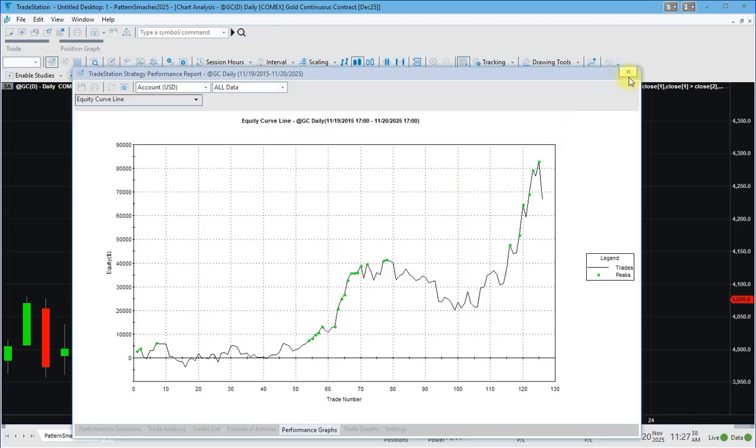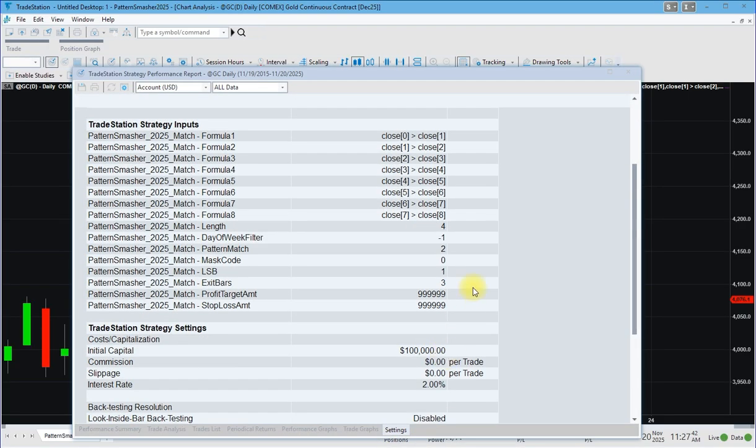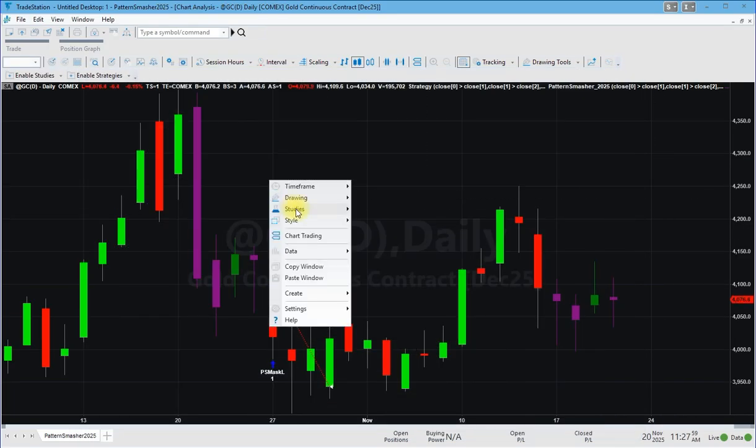So let's go and take a look at the settings again, just to make sure everything's good. For day of week filter, I don't care. You can look at Monday, Tuesday, Wednesday, Thursday, Friday if you like. Pattern match is 2, no mask code. LSB is 1, and my exit bars is 3. Let's optimize those exit bars real quick.